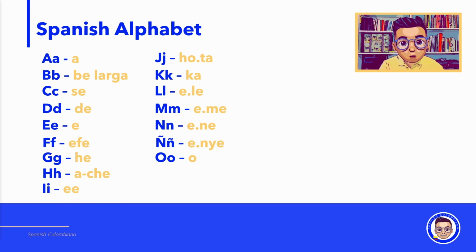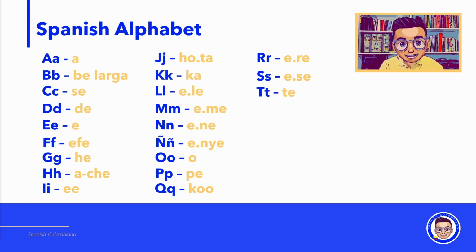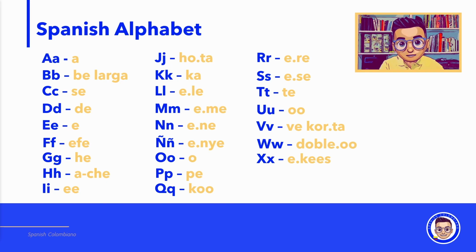O, P, Q, R, S, T, U, V (also called B corta), W, X, Y (also called I griega), and the last one is Z.